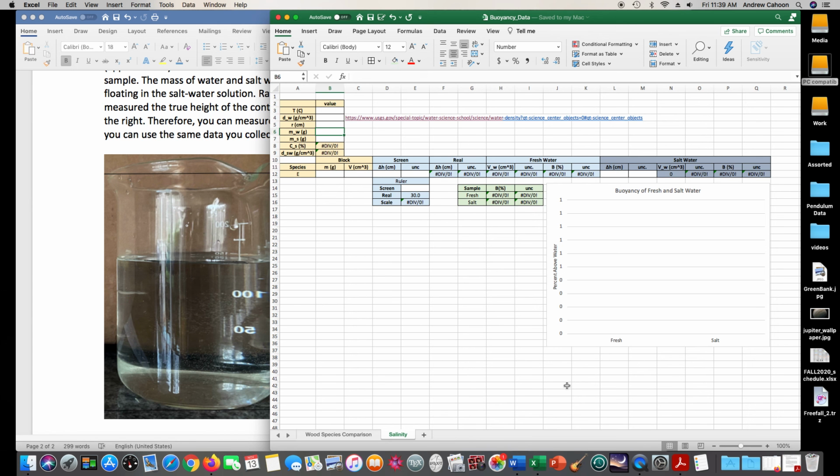Okay, and that's it for the data collection. From there, you're answering the two questions that are in the lab: How do the wood species compare based on your results, and how does the salinity affect the buoyancy based on your results?